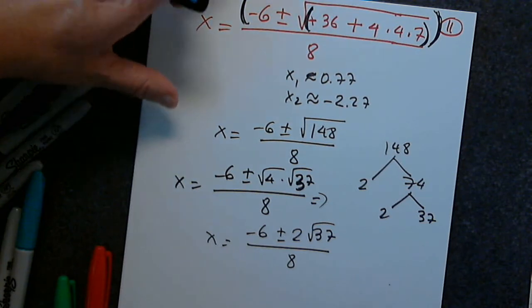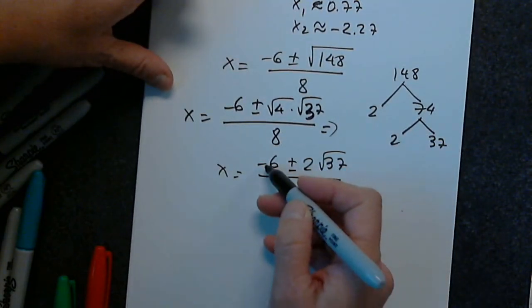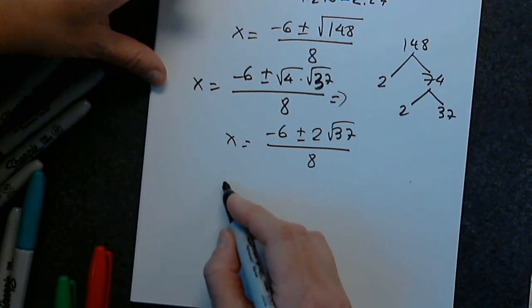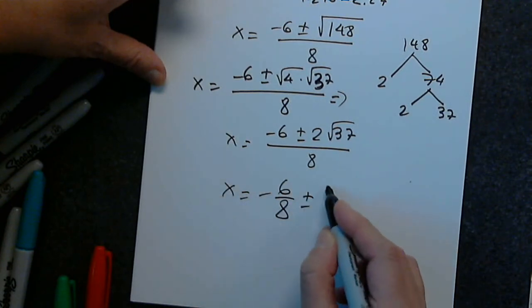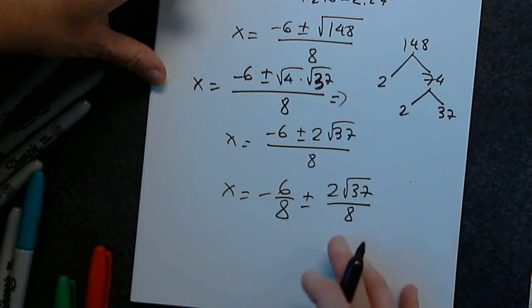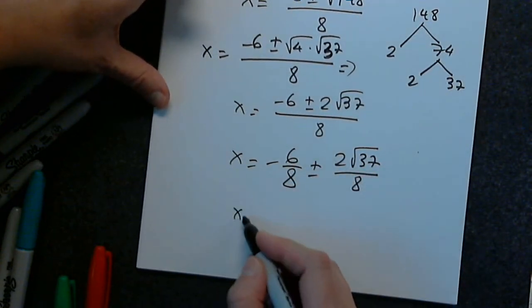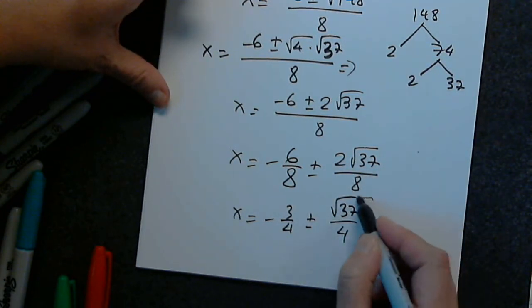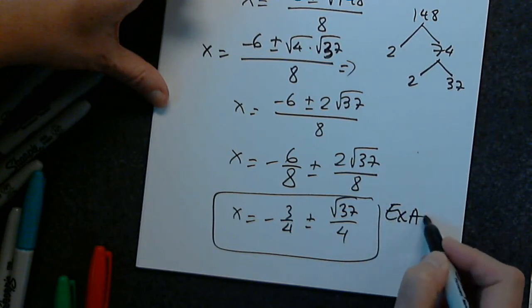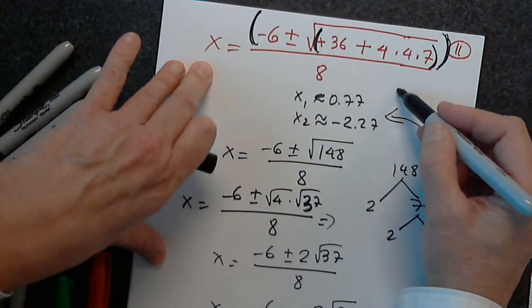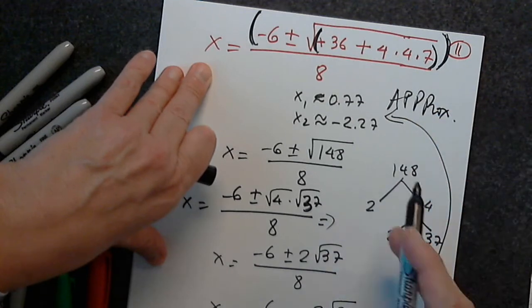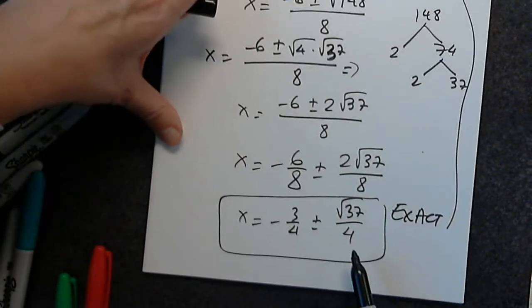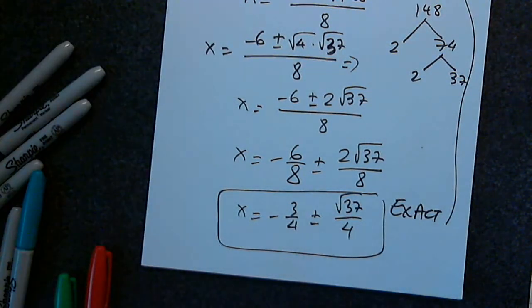So I have to simplify it. Do not cross a 2 with an 8 or 6 with an 8. You cannot do that. You have to separate: -6 over 8 plus or minus 2 square root of 37 over 8. Now you can simplify. I'll simplify by 2, -3/4. I'll simplify by 2, the square root of 37 over 4. And this is the exact. These are approximate solutions. These are the exact solutions. Any questions? Any questions on the quadratic formula?